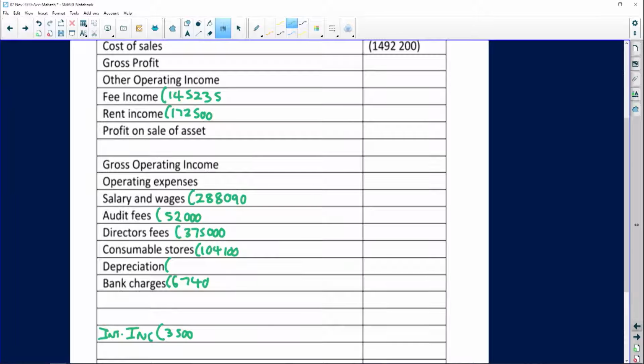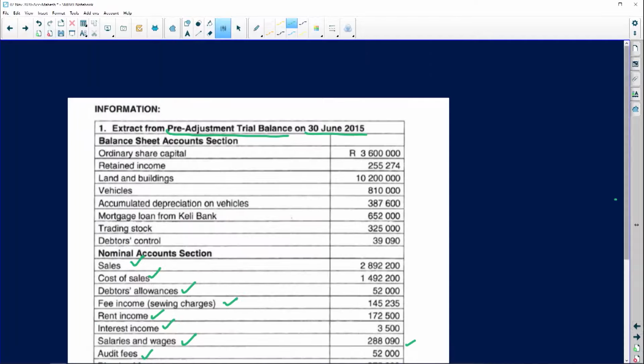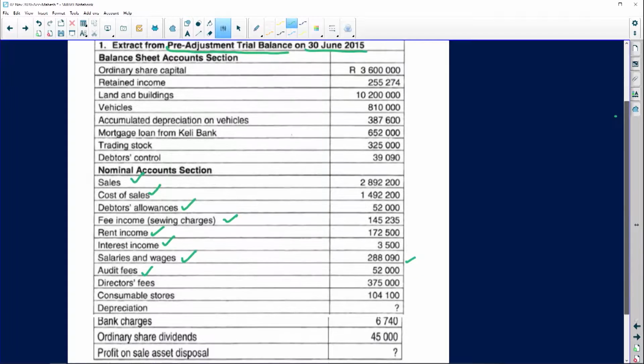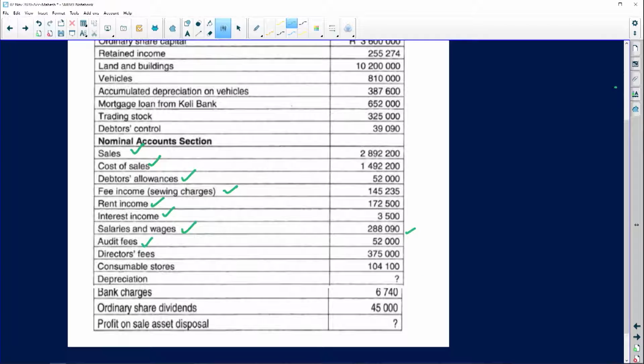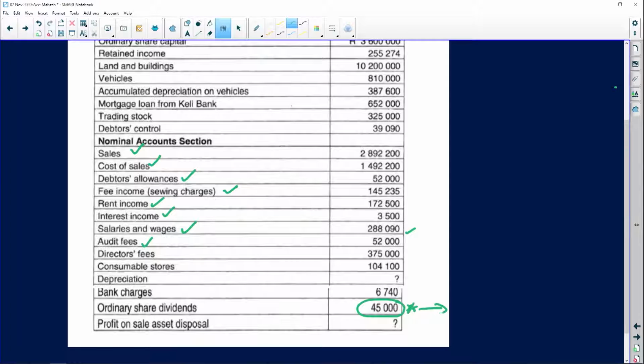6,740. Right, now I want to quickly go back to the pre-adjustment trial balance, and you would have noticed dividends on ordinary shares, 45,000. I am not bringing down this amount in my income statement. Now remember guys, part of this question, which we're probably not going to get to because the income statement takes quite a while, was to draw up the note for retained income.